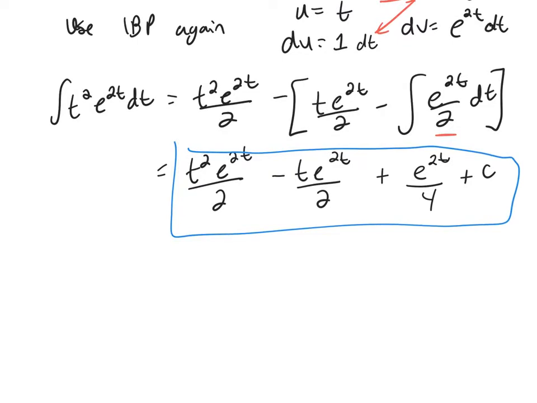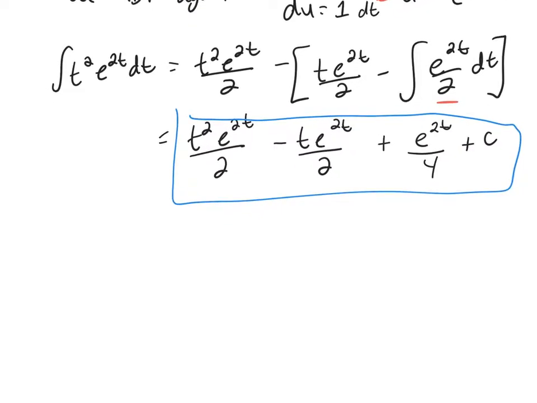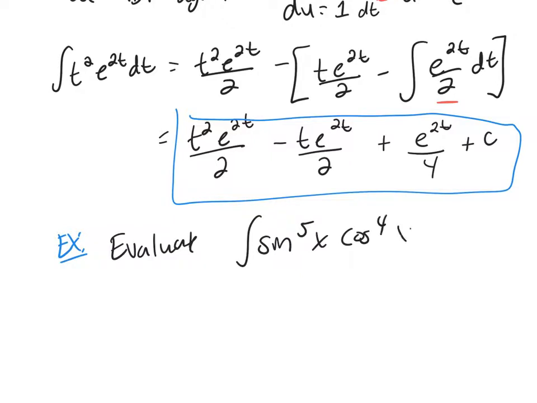So now we're going to switch gears a little bit. We're going to go to doing a trig integral. So let's look at our last example for this video. Let's evaluate the integral of sine to the 5th cosine to the 4th.